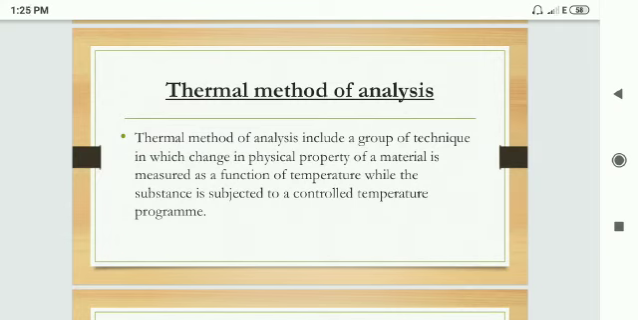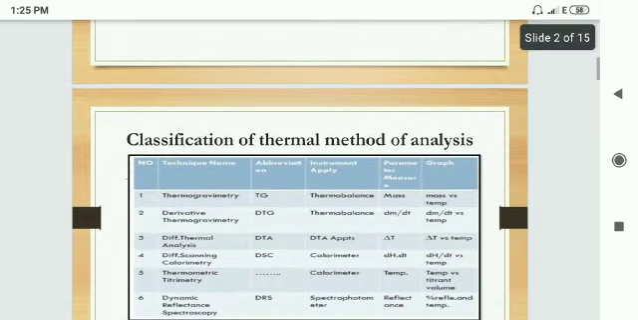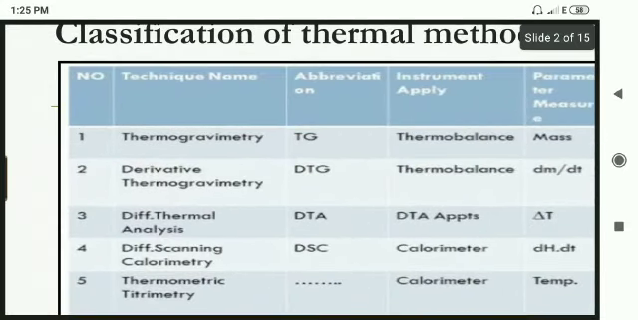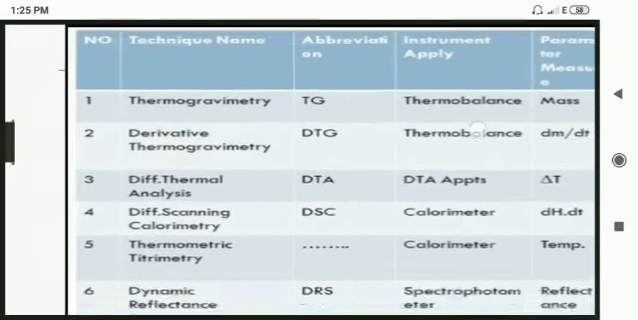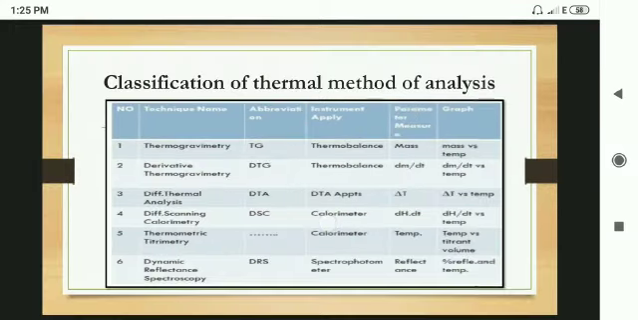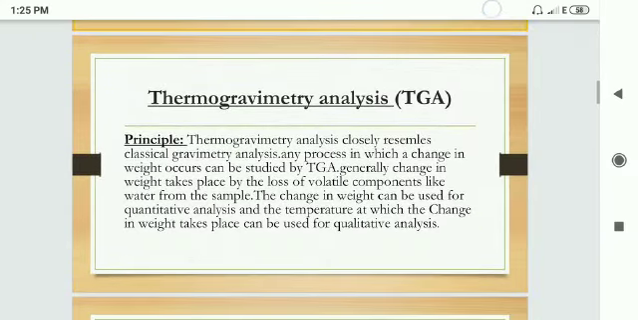In thermal methods of analysis, the change in physical property can be measured as a function of temperature or as a function of time. There are various types of thermal methods of analysis. Here are some listed: thermogravimetry, derivative thermogravimetry, differential thermal analysis, differential scanning calorimetry, thermometric titrimetry, dynamic reflectance spectroscopy. These are the different types of thermal methods of analysis. We shall discuss in detail thermogravimetry analysis.